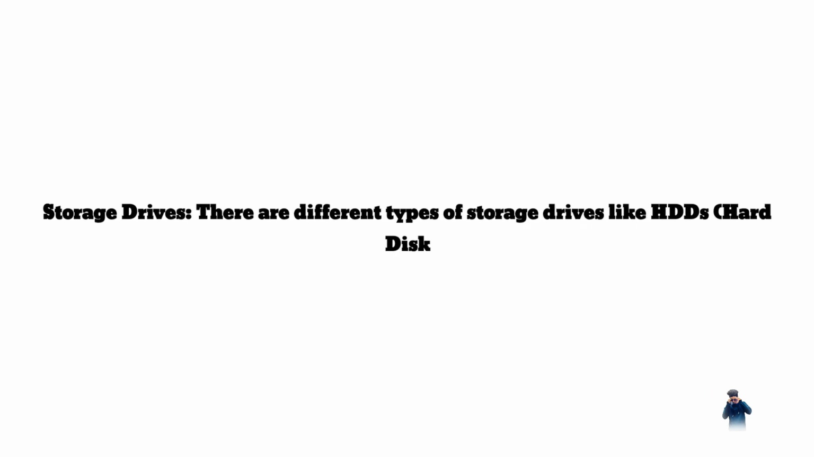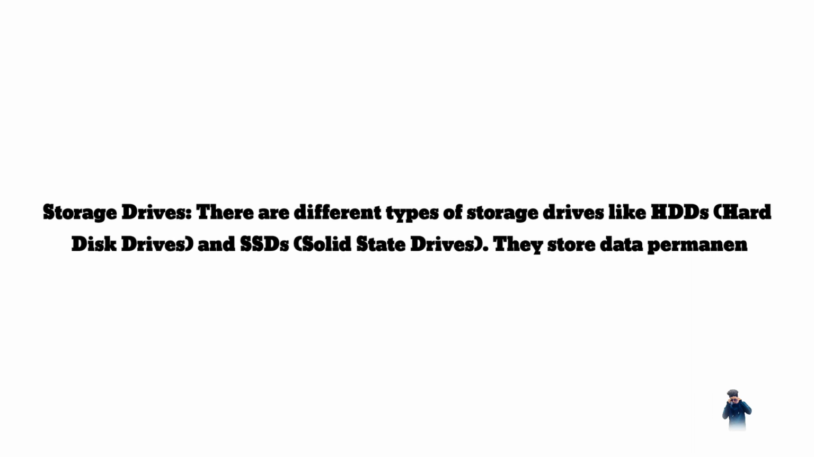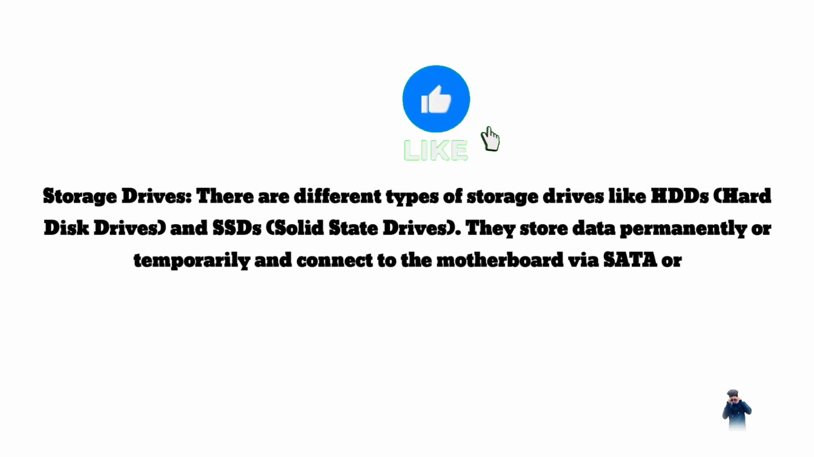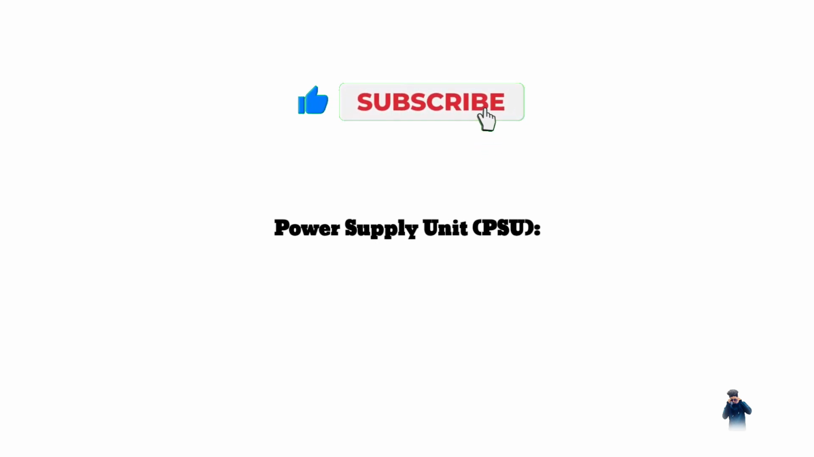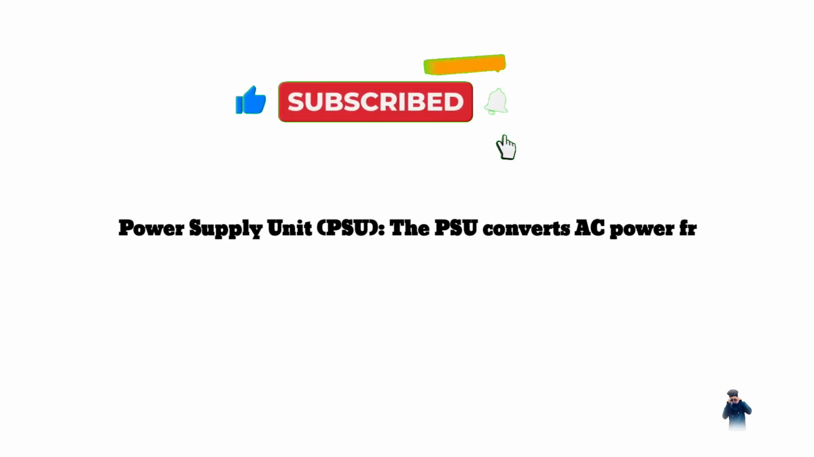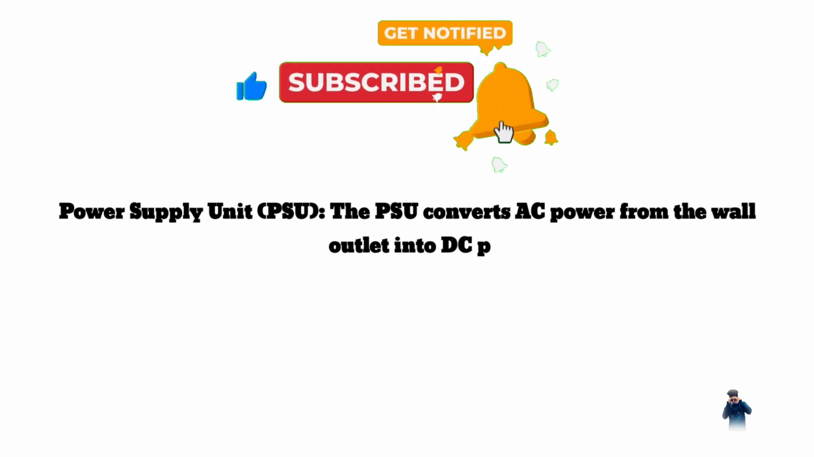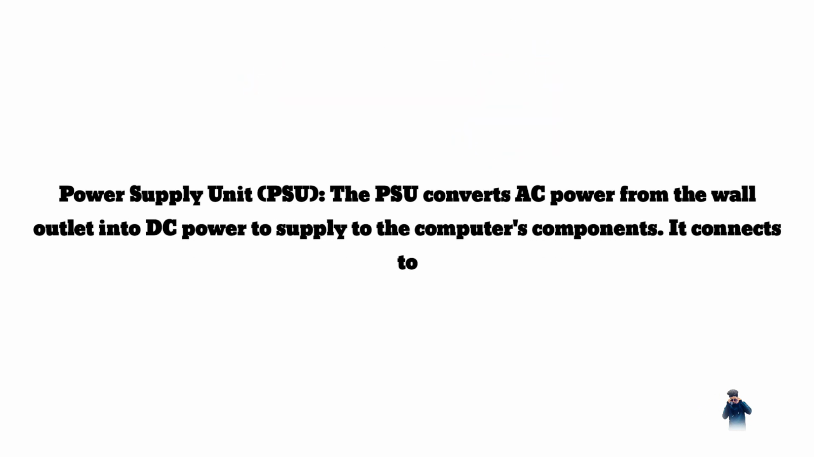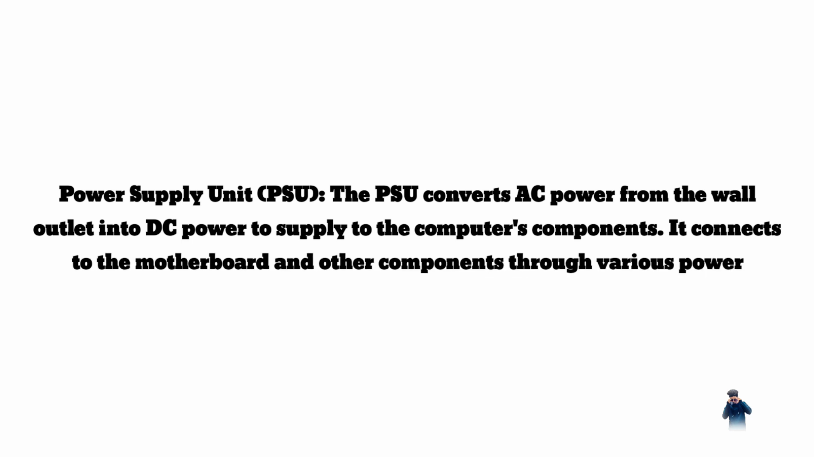5. Storage drives. There are different types of storage drives like HDDs, hard disk drives, and SSDs, solid-state drives. They store data permanently or temporarily and connect to the motherboard via SATA or M.2 ports. 6. Power Supply Unit, PSU. The PSU converts AC power from the wall outlet into DC power to supply to the computer's components. It connects to the motherboard and other components through various power cables.